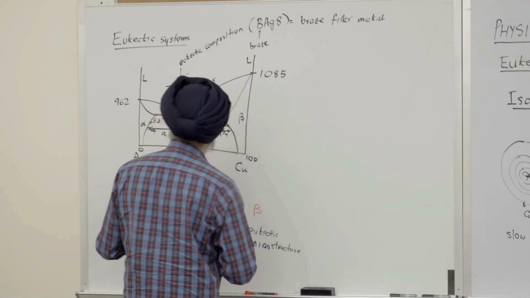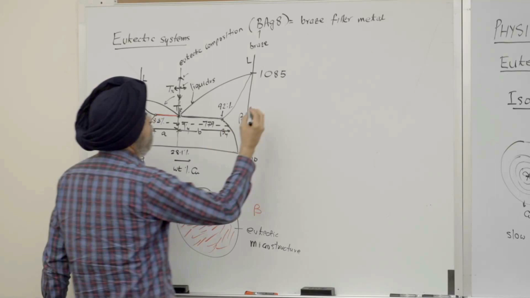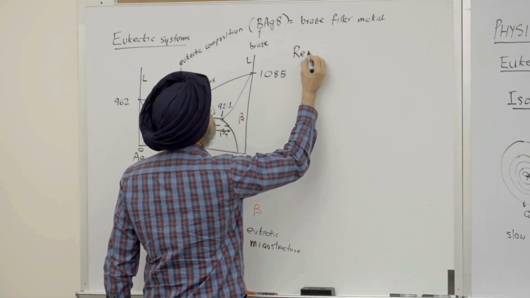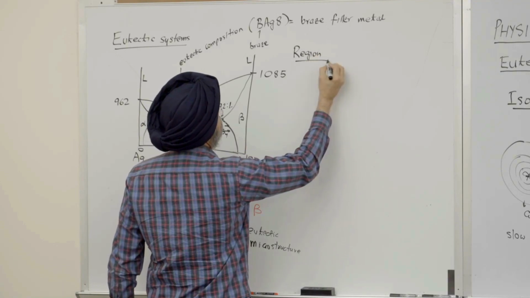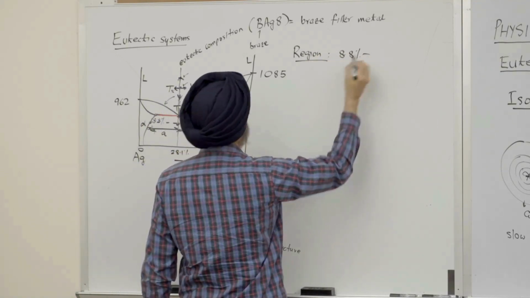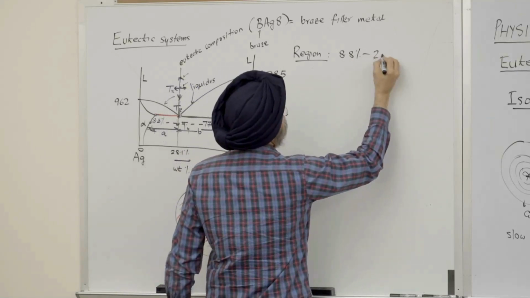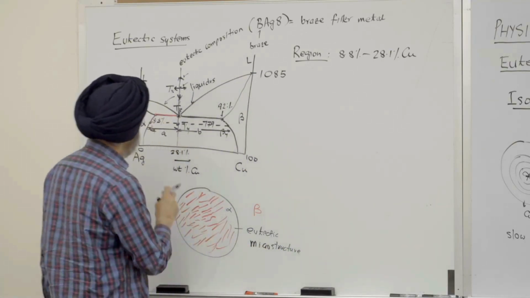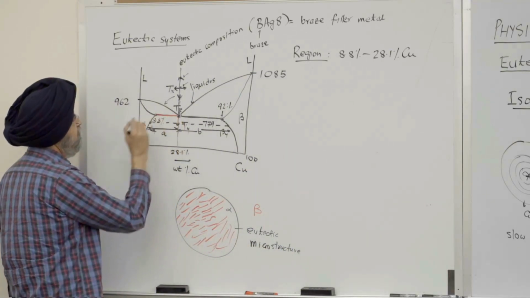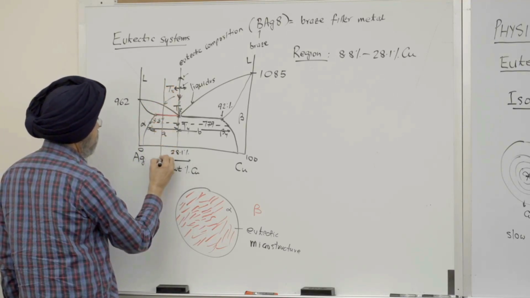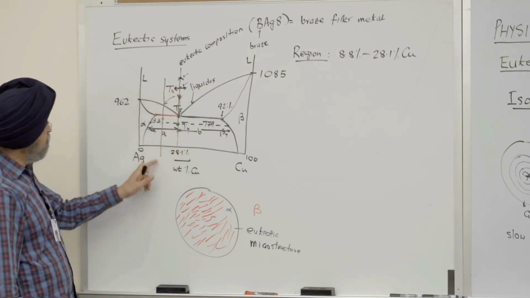So that region I've marked in red, so this would be region from 8.8% copper to 28.1% copper. So this is 28.1%, this is 8.8. What if I'm cooling in this composition range with this composition?